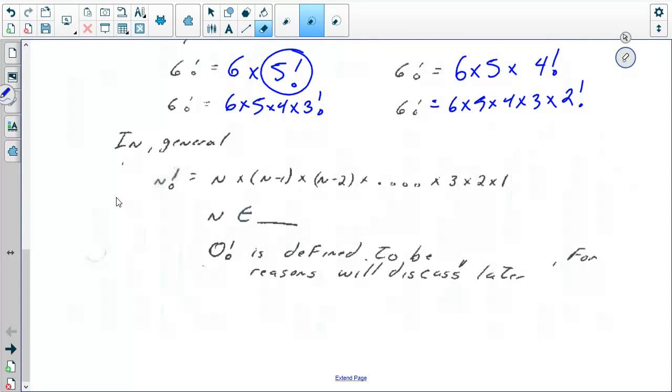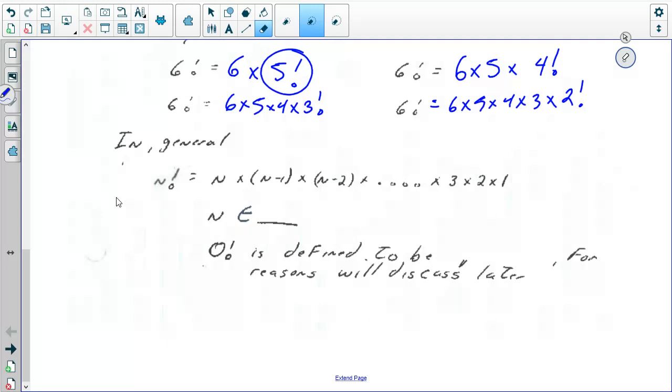So by definition, n factorial, any number that we're going to be using, is that number times 1 less than itself, times 2 less than itself, times 3 less than itself, and so forth, until we eventually run to 3 times 2 times 1. So 100 factorial would be 100 times 99 times 98, and we would continue that on until we got to 3, 2, and 1. What we have to do here, though, is define this.